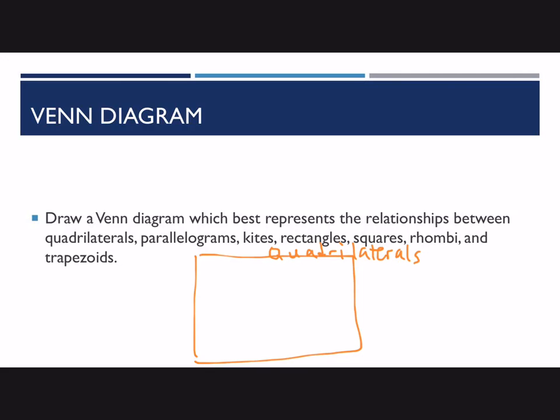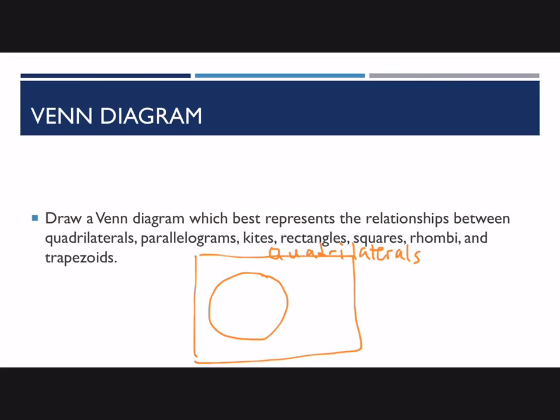Since we know that all squares are rectangles, when you draw your rectangle circle, if you drew a circle inside the rectangle one for squares, then that would show that all squares are rectangles. What you wouldn't have is a circle like this, because this would imply that there are some squares that are not rectangles. And similarly, you wouldn't put the squares one surrounding rectangles, because that would mean that every rectangle is a square, and that's not the case.